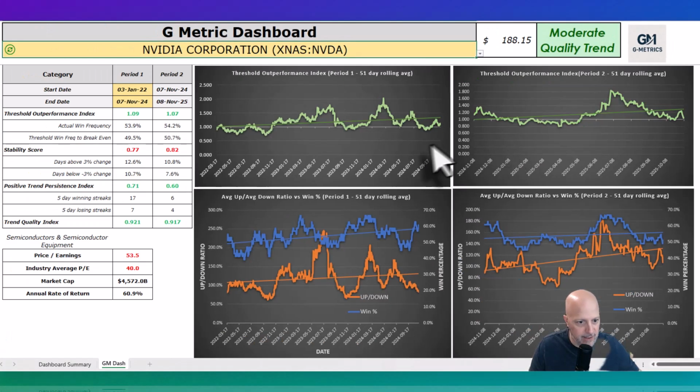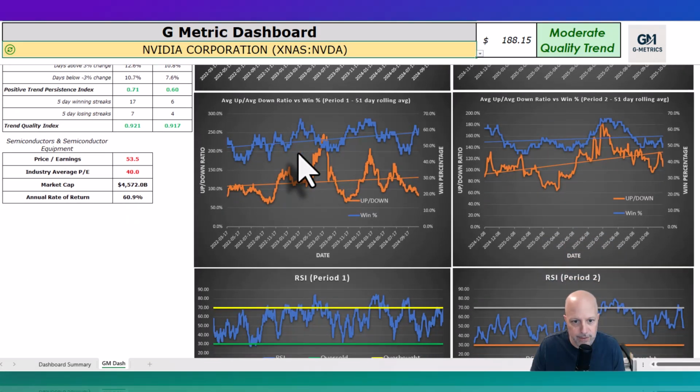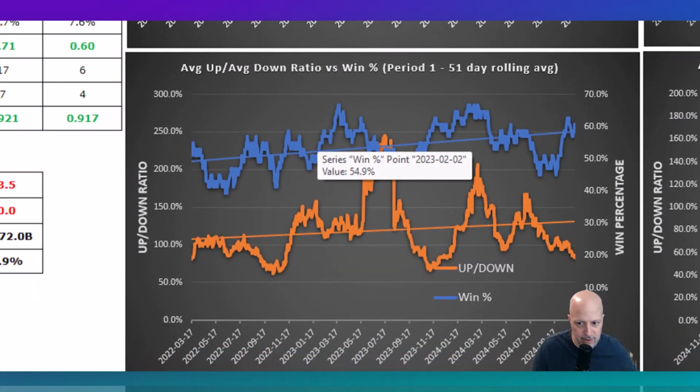All right, let's get out of here. And now let's start to scroll down and look at these different ratios here. I'm going to zoom in on this one, actually. Let's get in here. So on these charts here, I have two metrics that I'm looking at.